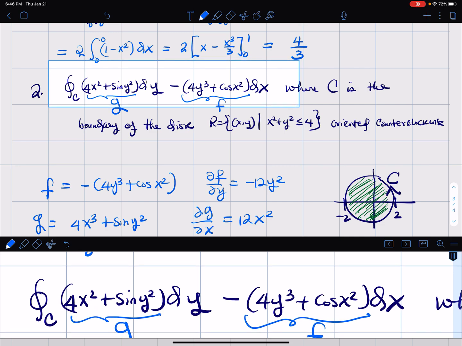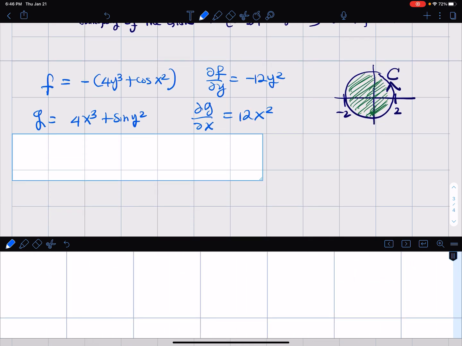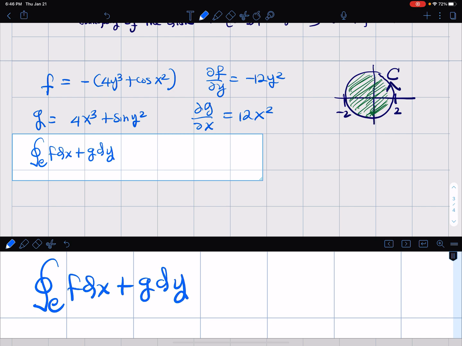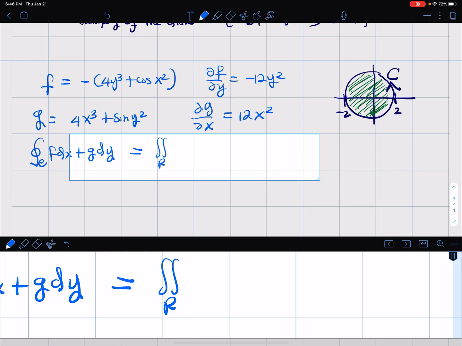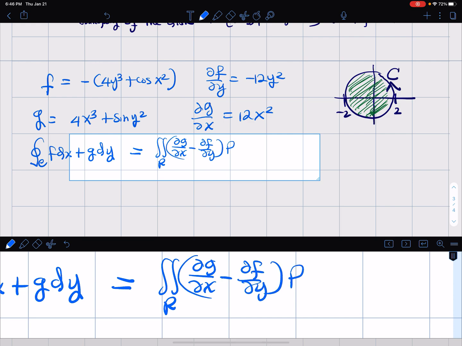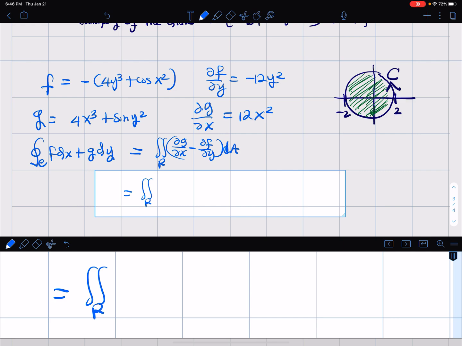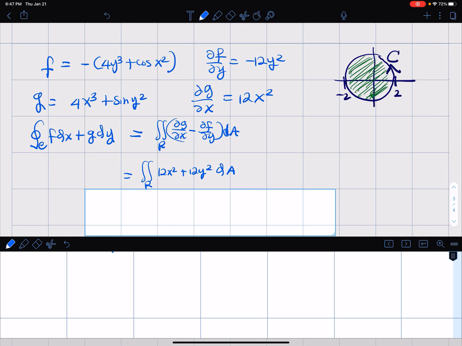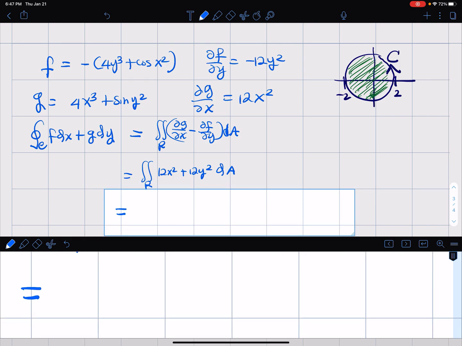can now be written as the integral f dx plus g dy, which Green's theorem tells us is the integral of dg dx minus df dy dA over the region R. All right, what is this? This is the integral over the region R, 12x squared plus 12y squared dA. But now check this out. This gives us a good setup, a fertile ground to use polar coordinates.